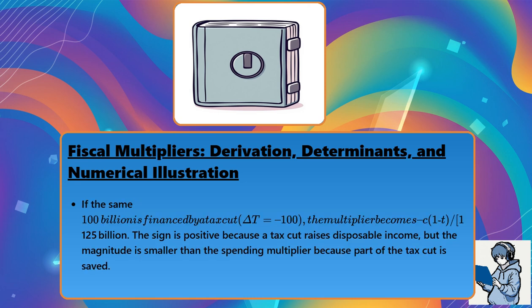If the same $100 billion is financed by a tax cut, delta T equals negative 100, the multiplier becomes negative c times (1 minus t) divided by (1 minus c times (1 minus t) plus m), which equals negative 0.64 divided by 0.51, approximately negative 1.25, so output rises by $125 billion. The sign is positive because a tax cut raises disposable income, but the magnitude is smaller than the spending multiplier because part of the tax cut is saved.